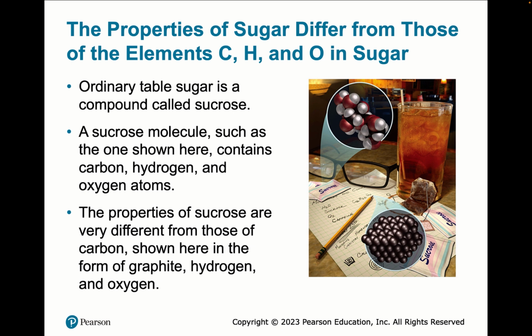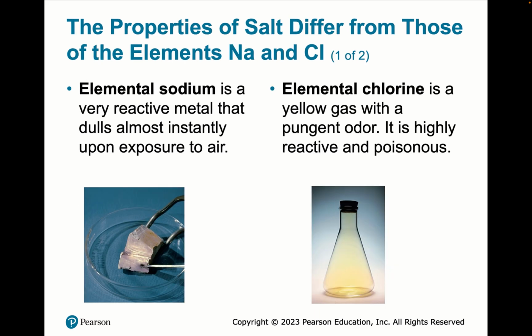So table sugar, the stuff you get from beets or sugar cane, is a molecule called sucrose. And it is a molecule, a stable group of atoms. It has carbon, hydrogen, and oxygen. And the properties of sucrose are very different than plain old carbon, whether it be graphite or diamond, hydrogen, which is typically a gas at this temperature and pressure, and oxygen, also a diatomic molecule, sort of like hydrogen. So sucrose is very different than all those elements, and it has its own properties.